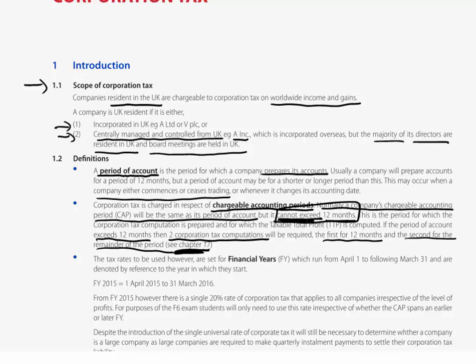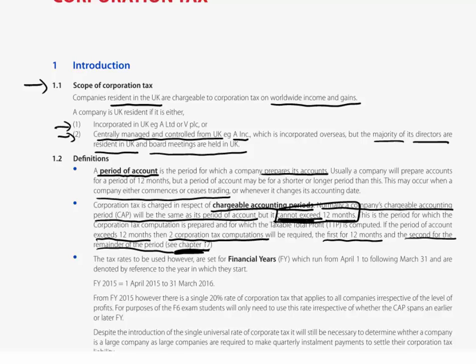Okay, so the period of account, the period for which the company has prepared its accounts, the chargeable accounting period, is normally the same as the period of account, but it cannot exceed 12 months. If the period of account is more than 12 months, we divide it into 2 corporate tax computations, the first always of 12 months, the second the balance of months there.